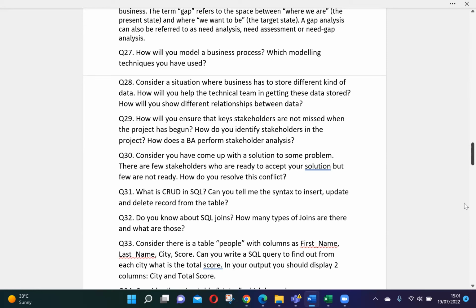Then using the entity relationship diagram, I will create the database models. I'll do the data modeling and present this diagram to the technical team and explain that these are the different types of data that need to be stored, and basically these are the different types of tables that can be created, and this is how the fields will be there in the columns. So that's how I will explain it to the technical team.